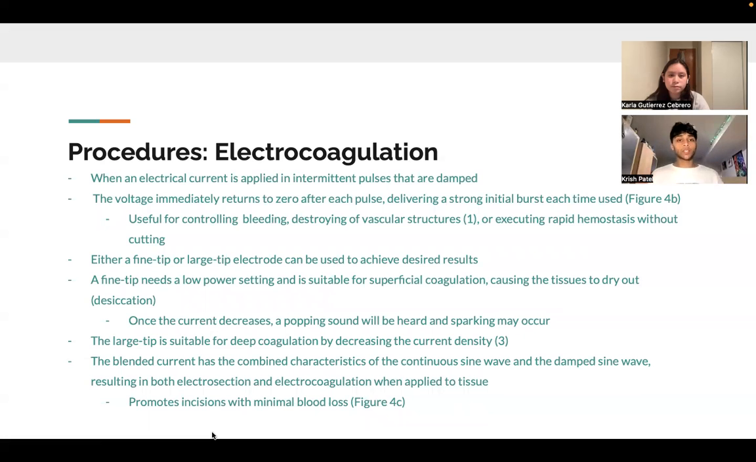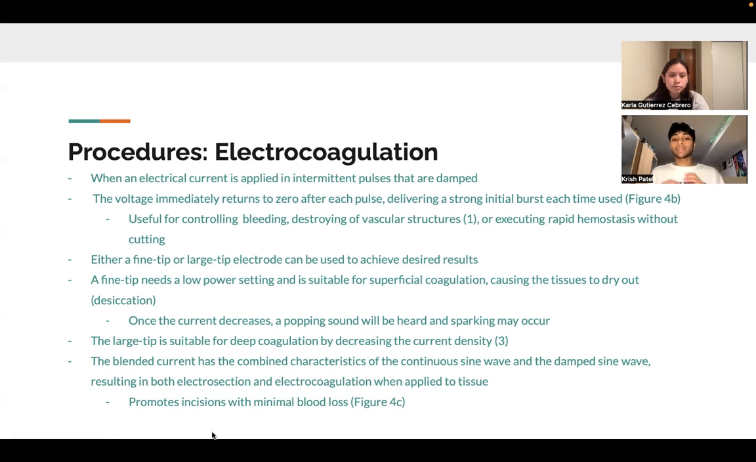Now, in electrocoagulation, either a fine tip or a large tip electrode can be used to achieve whichever desired result the surgeon may want. A fine tip needs a low power setting and is more suitable for superficial coagulation, causing the tissues to dry out, also known as desiccation. Once the current decreases, a popping sound can be heard and sparking may occur, which are some drawbacks. Now, the large tip, however, is suitable for deeper coagulation by decreasing the current density.